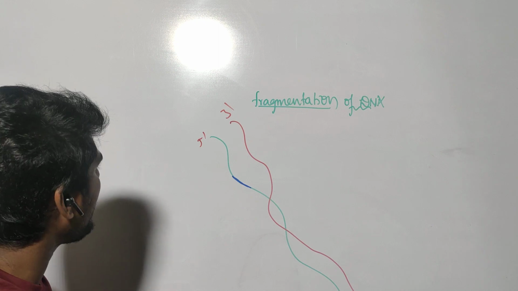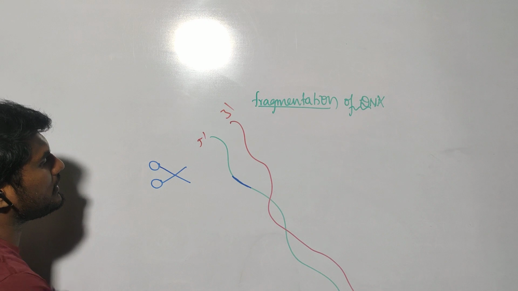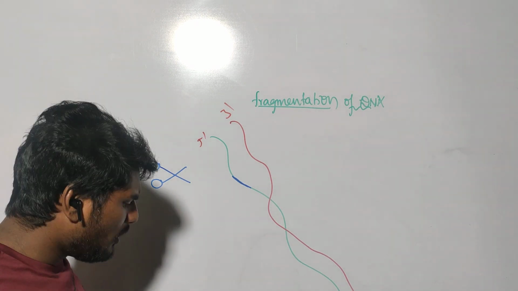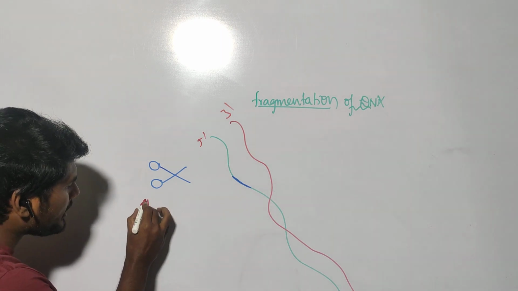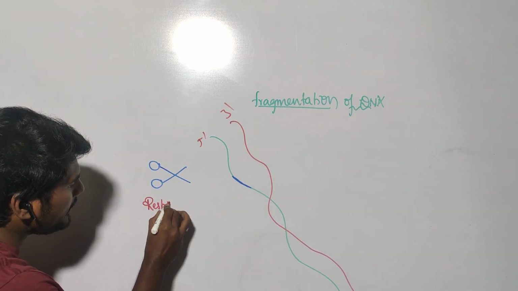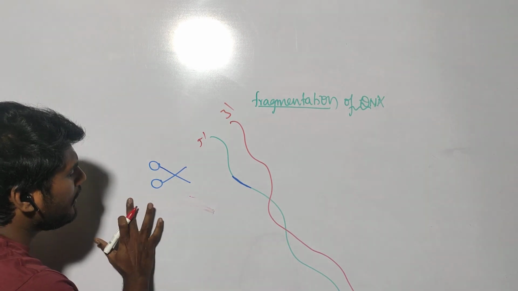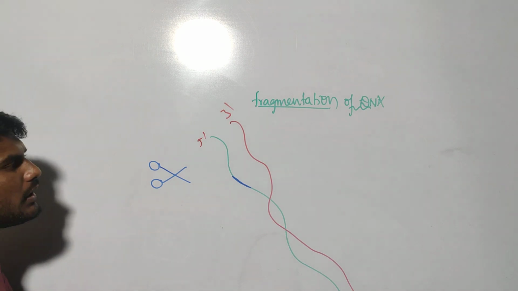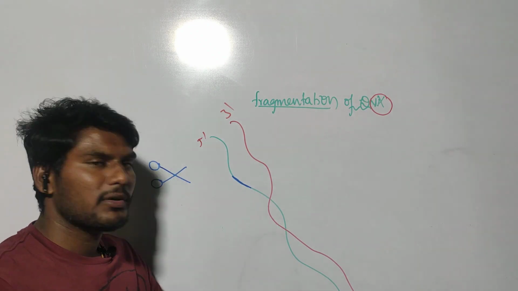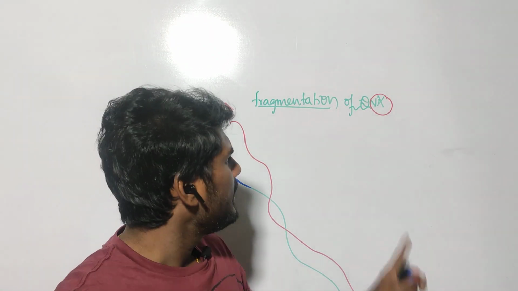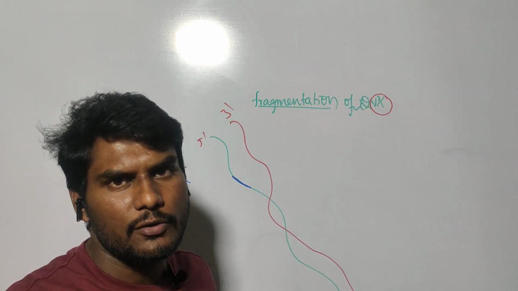For that purpose I have to add a molecular scissor. This is the molecular scissors. These molecular scissors are called restriction endonucleases. Before going into that, first of all, it is the DNA. DNA means what? Na means what? Nucleic acid. So it is a nucleic acid, right? DNA means what? Deoxyribose nucleic acid. So it is one nucleic acid.